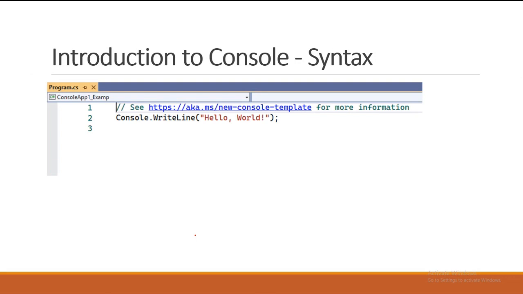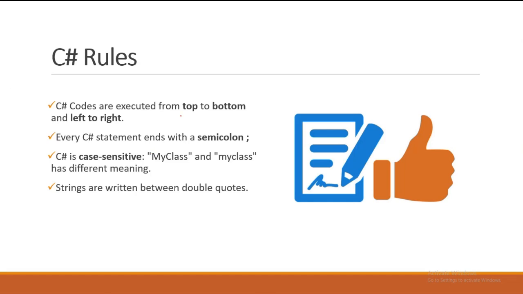When we create a project, Program.cs will start automatically. The extension of a C# file is CS, and this code is created automatically first, and then we are going to write over it. C# rules: the code is executed from top to bottom and from left to right, and every C# statement ends with a semicolon. C# is case sensitive. It means that MyClass, this first one, and myclass, the second one, are different, and variable names will be different too. Strings are written between double quotes.